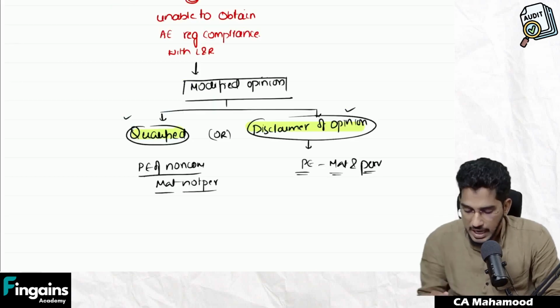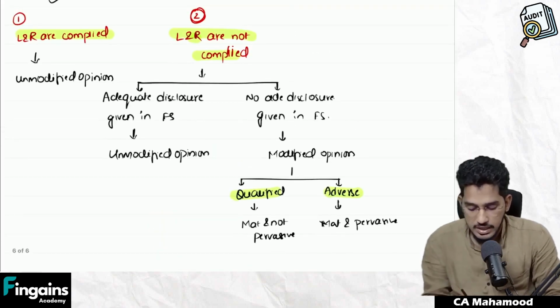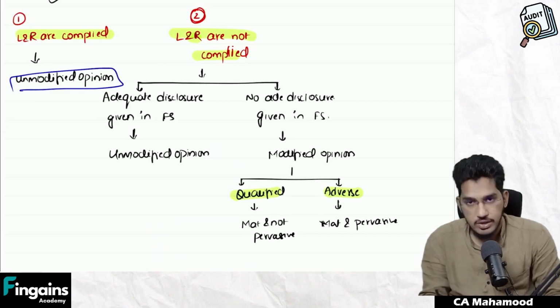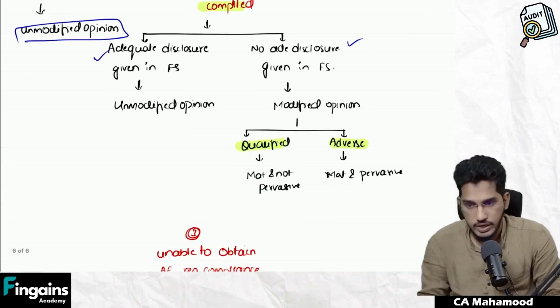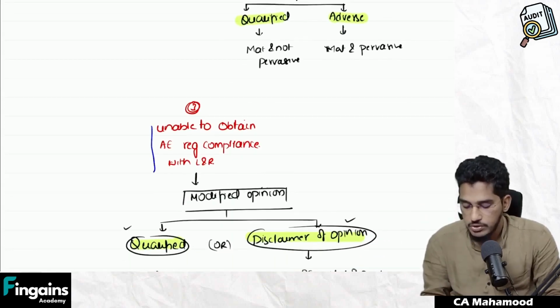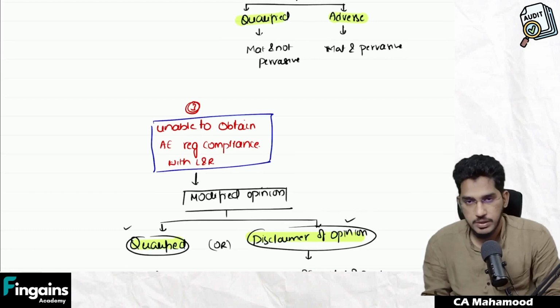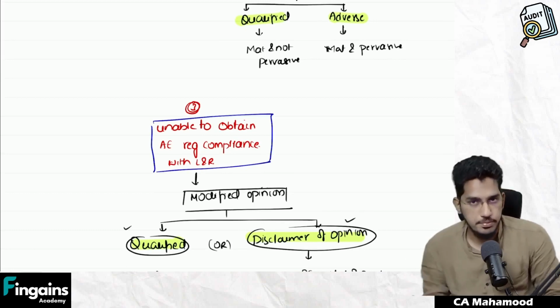If you remember, as we have seen, if all the laws and regulations are complied with, you will give an unmodified opinion only. If you obtained audit evidence and came to know that laws and regulations are not complied with, then we will check whether there is adequate disclosure or no adequate disclosure. When the auditor is unable to obtain audit evidence, then you have to give a modified opinion. So in this manner, you have to respond appropriately.